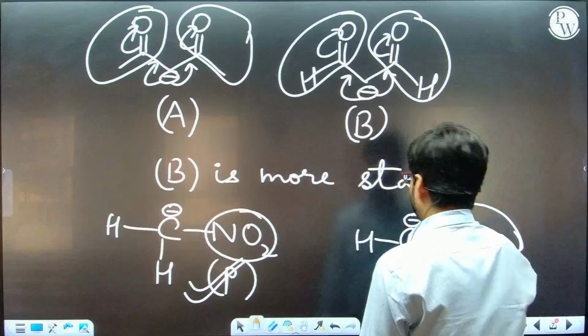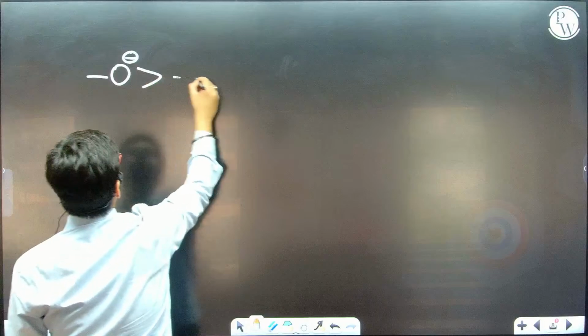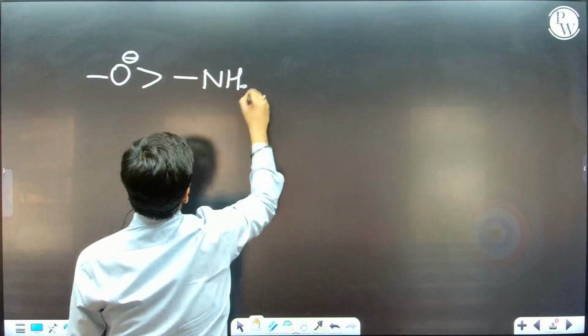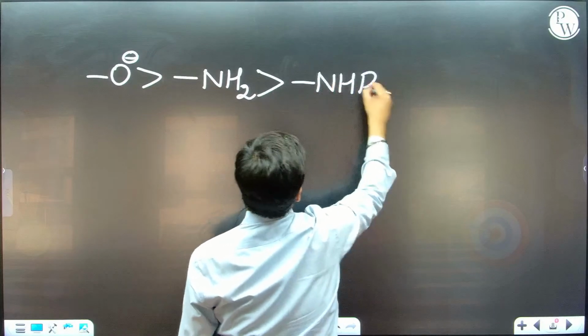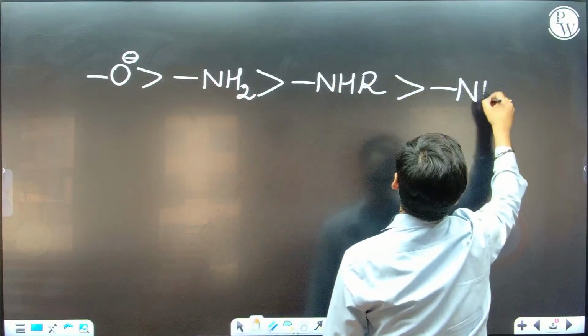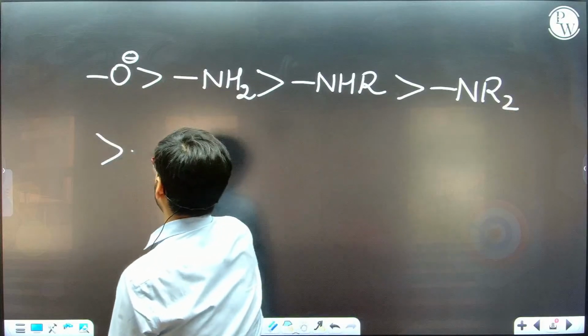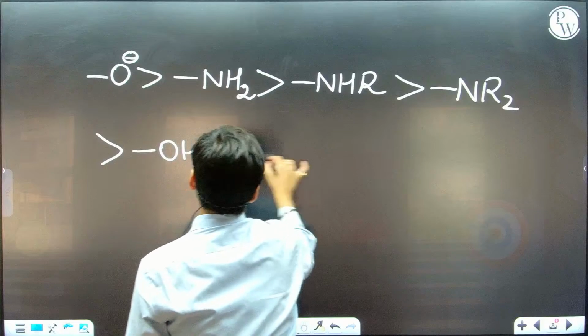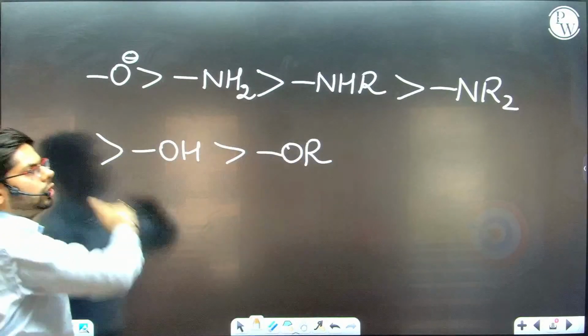Right? Similarly for plus M, I'll quickly tell you the most common groups which we encounter again and again. The plus M effect of O minus is stronger than the plus M effect of NH2. The plus M effect of NH2 is stronger than the plus M effect of NHR. The plus M effect of NHR is stronger than the plus M effect of NR2. The plus M effect of NR2 is stronger than the plus M effect of OH, and the plus M effect of OH is stronger than plus M effect of OR. So you should remember this.